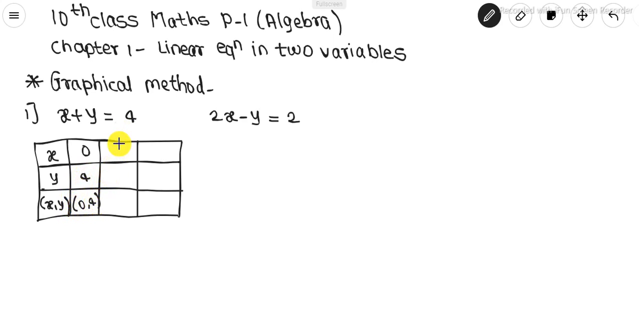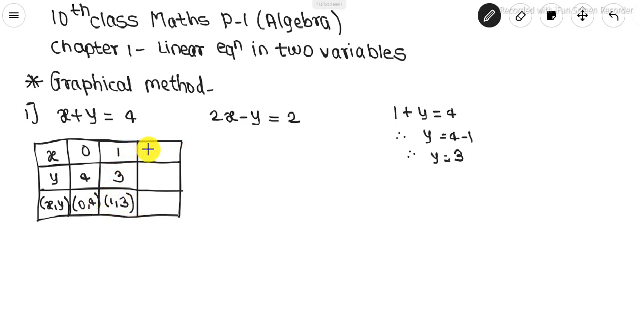Now if we put the value of x is equals to 1, then the first equation becomes 1 plus y is equals to 4. Therefore y is equals to 4 minus 1. Now y is equals to 3. This is the second coordinate for drawing the graph. That is, if we put x is equals to 1, then the value of y is equals to 3. This is the second coordinate, 1, 3.